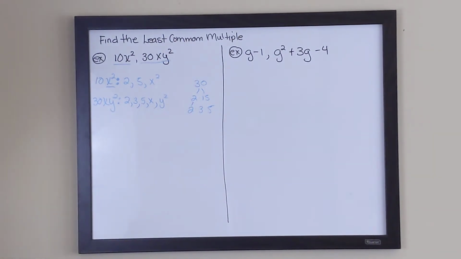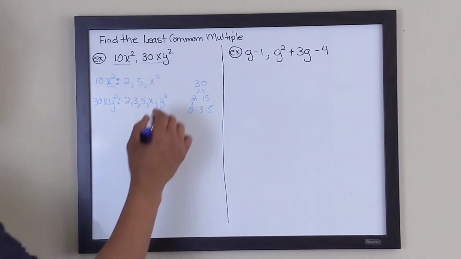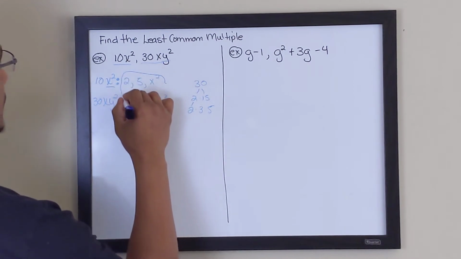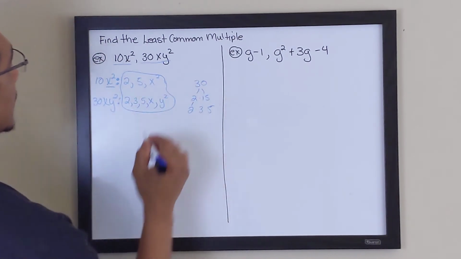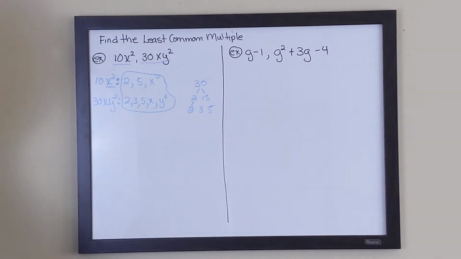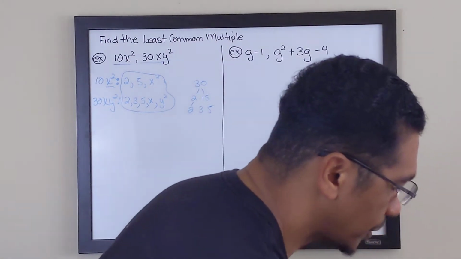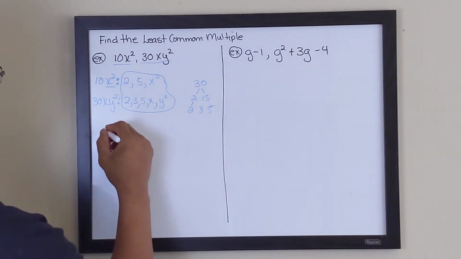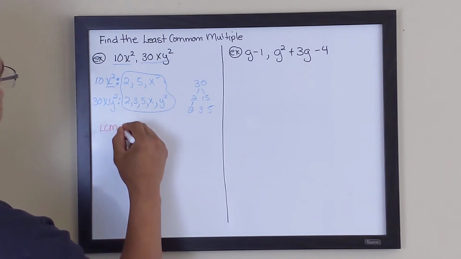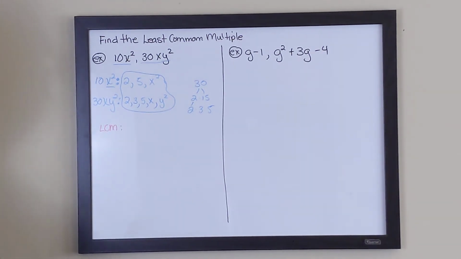Now that we've done that, we're going to look at all of the factors that we found for those two monomials, and we're going to represent them in our least common multiple. In our least common multiple, one of the rules is that all of the factors that we found, we have to represent at least once.